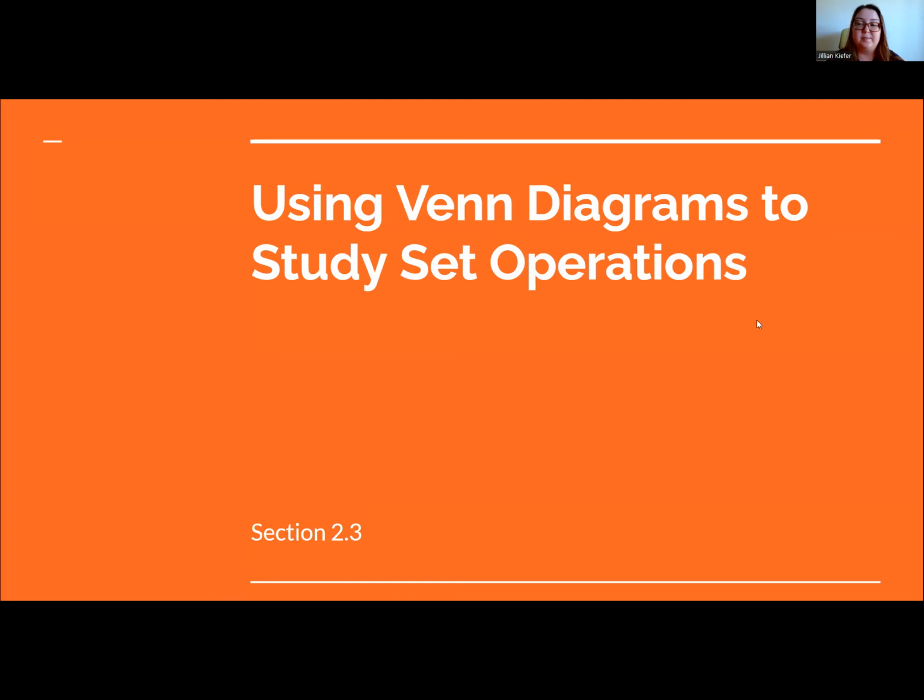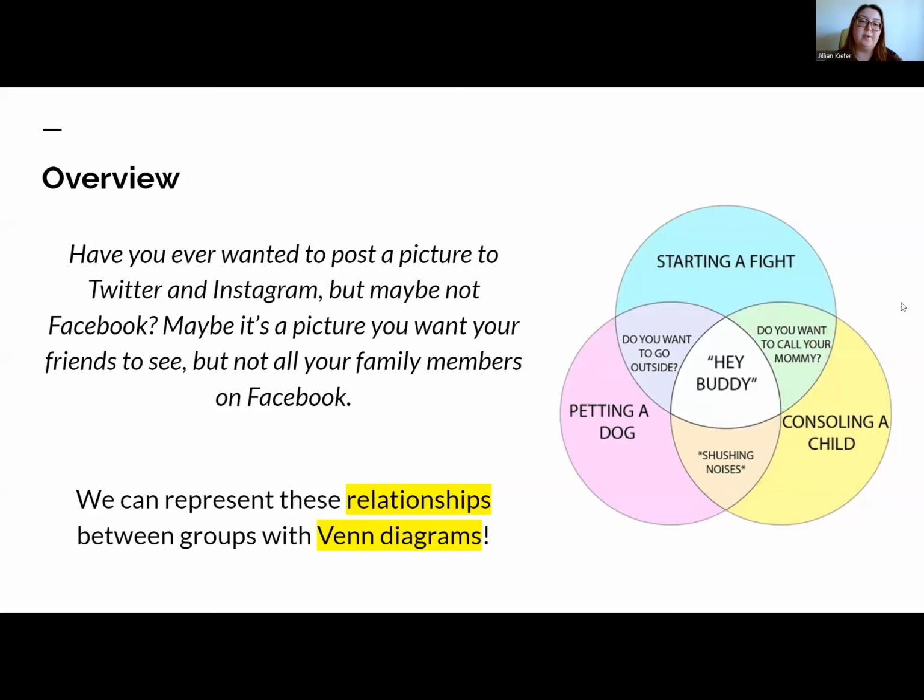visual aspects. So as an overview, have you ever wanted to post a picture to Twitter and Instagram, but maybe not Facebook? Maybe it's a picture you want your friends to see, but not all your family members on Facebook. So this would be a kind of relationship between groups that you could represent with a Venn diagram. Maybe this picture is good enough to show your friends, but maybe you don't want your family to see it, so that would be excluded from the set of your family.